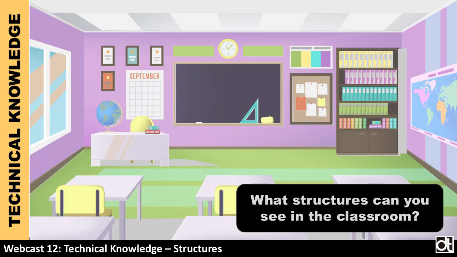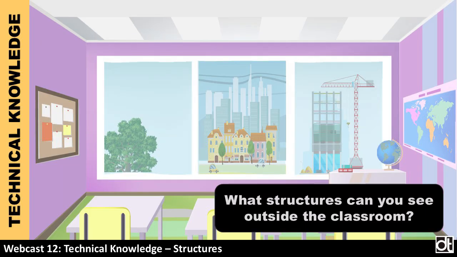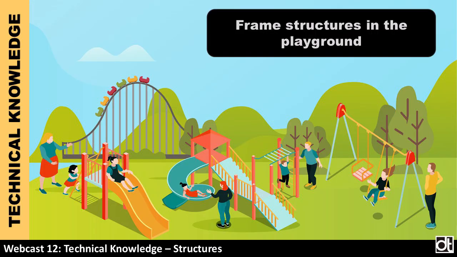When introducing the children to structures, you can challenge them to find and identify frame and shell structures both in the classroom and also outside of the classroom. Often at Key Stage 1, children can visit the local playground to identify the different frame structures and possibly some shell structures that are used to make the playground equipment.